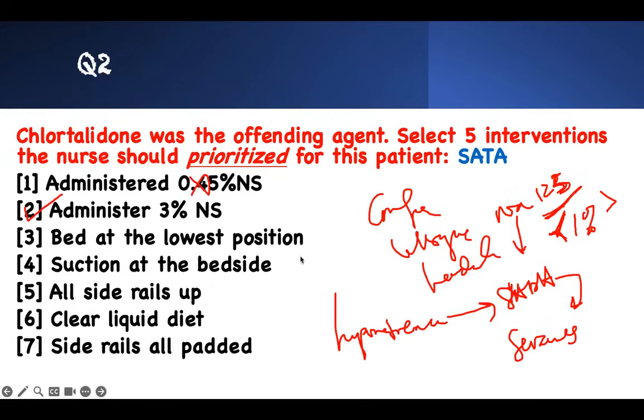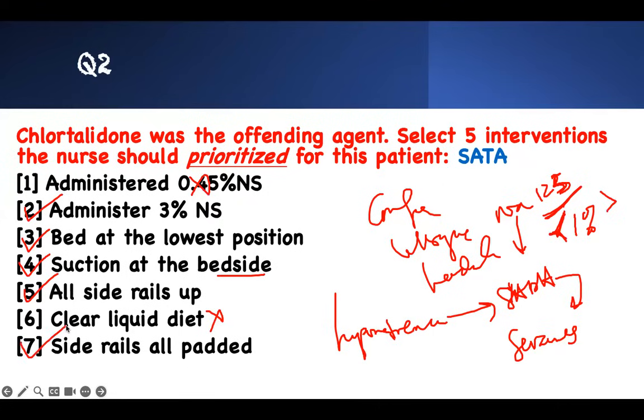If they're going to have seizures, the bed is in the lowest position. If they're going to have seizures, I'm going to have suction at the bedside. If they're going to have seizures, all side rails should be up. If they're going to have seizures, I'm not going to give them food. If they're going to have seizures, side rails are padded.